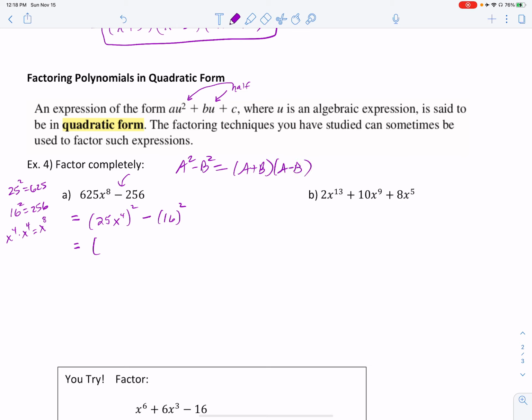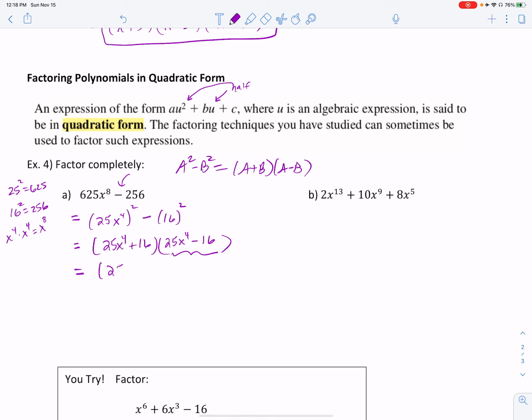And anyway, so then that means this factors, right, a squared minus b squared factors a plus b, a minus b. And so this is going to factor 25x to the fourth plus 16 and 25x to the fourth minus 16.